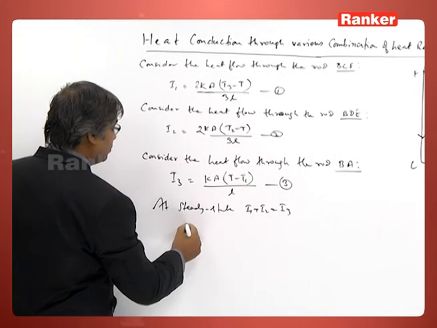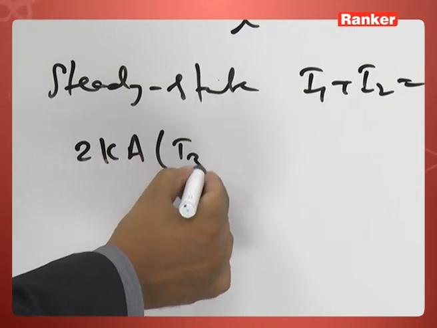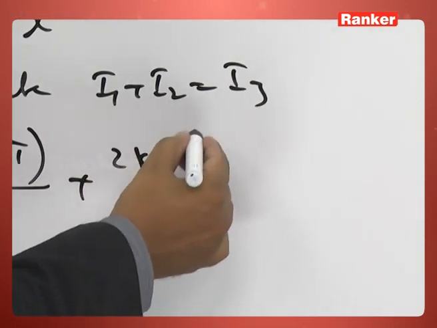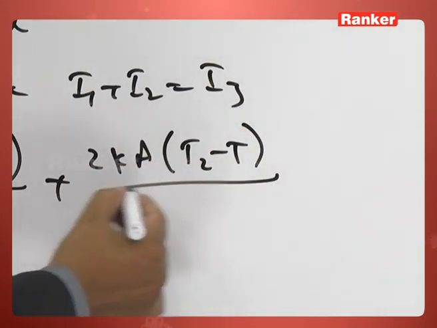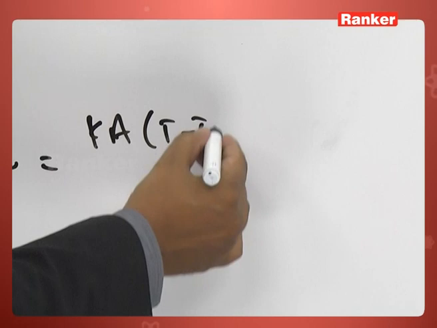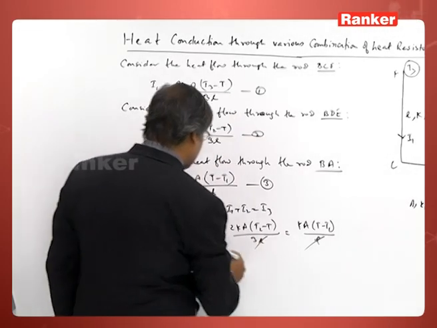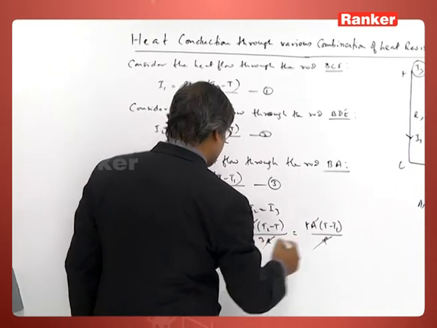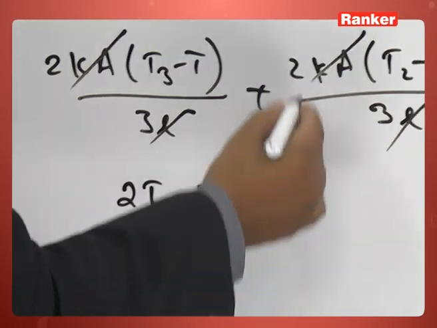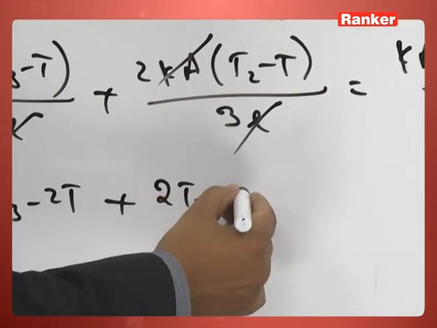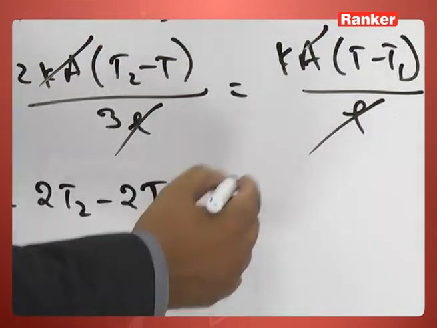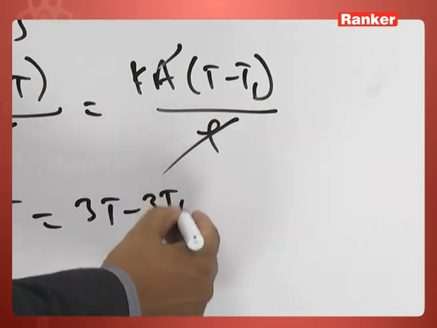So, you add up 2 K A (T3 minus T) by 3L plus 2 K A (T2 minus T) by 3L, which is equal to K A (T minus T1) by L. So, this L and K A cancel. So, we have 2 T3 minus 2 T plus 2 T2 minus 2 T, and this 3 is multiplied here, 3 T minus 3 T1.